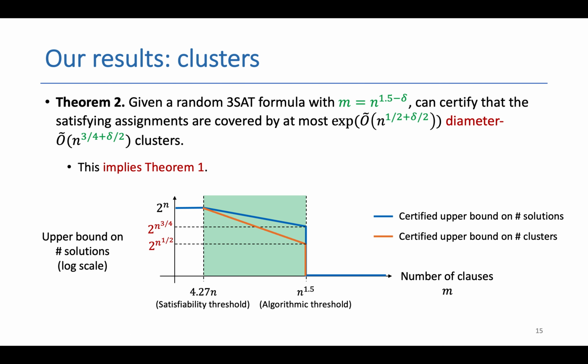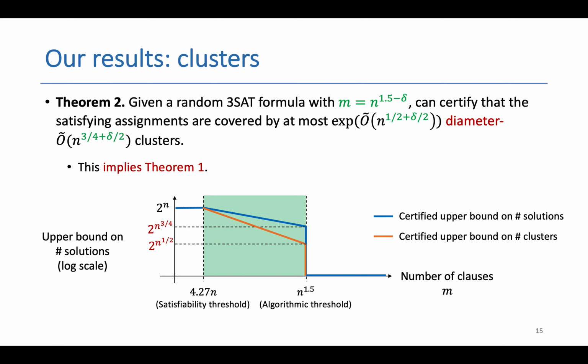And we show the following in terms of what an efficient algorithm can see in terms of the number of clusters. So, given a random 3-SAT formula, we actually once again give a smooth interpolation between the number of clusters that you can certify and the number of clauses. And in particular, this interpolation happens between 2 to the n, close to the SAT threshold, to 2 to the square root of n at the algorithmic threshold.